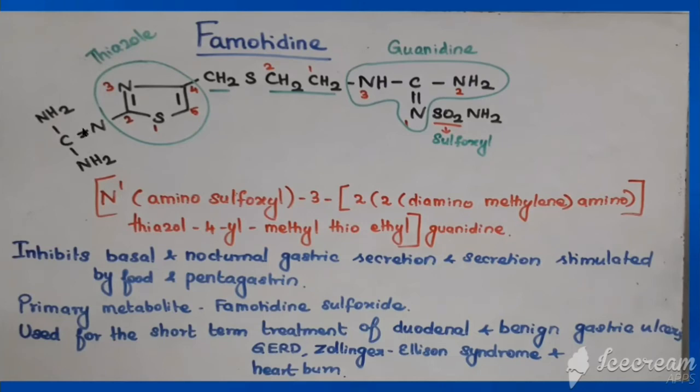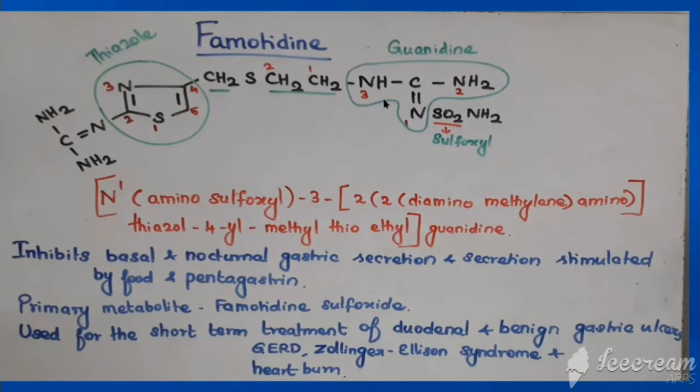Diamino, because of the double bond having only one carbon, no, so methyl, because of the double bond, that is called methylene. So methylene, this is amino, this is thiazole, and the fourth position of thiazole is attached with this, with the methyl. That's why thiazole 4YL, methyl thio ethyl guanidine. So that is the chemical name of famotidine.